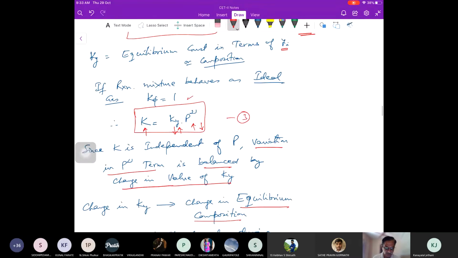Okay, so since K is independent of pressure, variation in P raised to the power of nu term is balanced by change in value of Ky, right? Because this is constant. So if Ky increases, P has to decrease. If Ky decreases, P raised to the power of nu has to increase. Ulta hoga, because K is constant, left hand side is constant. So right hand side में दो term हैं, x into y or a into b. So if a increases, b decreases; b increases, a decreases. समझ में आया? इक्वेशन 3 का इफेक्ट क्या होगा?